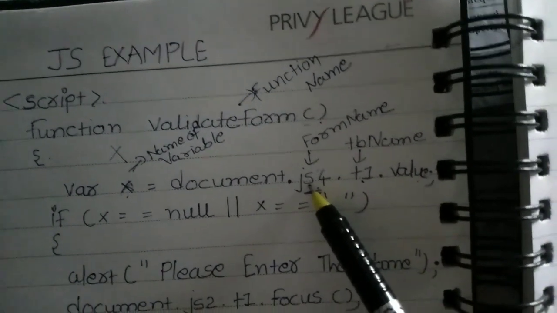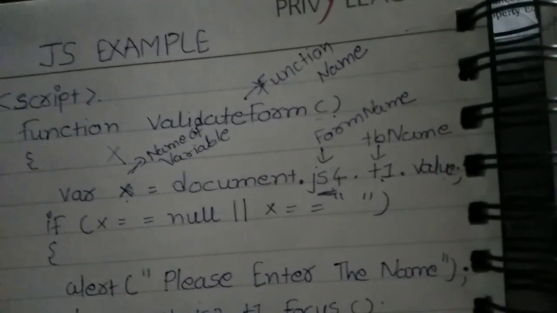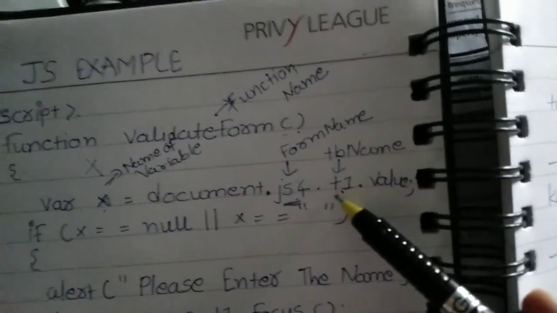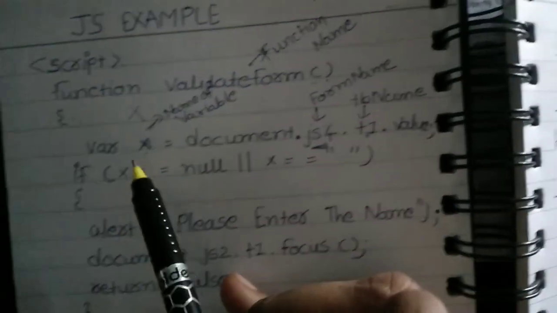You have to compulsorily write your form name, whatever name you have already applied in your form, and whatever name you have already applied in your text box, dot value, semicolon. Compulsory you have to write this statement.